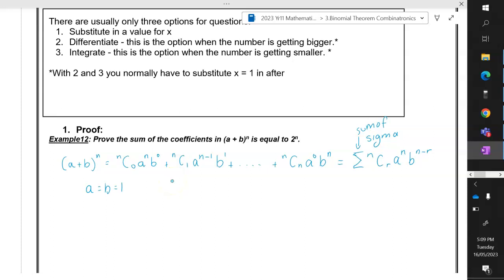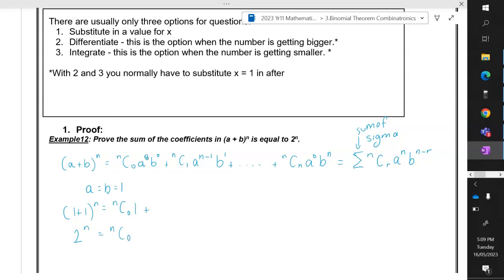So on the left-hand side, we're going to get (1 + 1) to the n. And on the right-hand side, we're going to end up with nC0 times 1 to the power of n. Well, 1 to the power of anything is still 1, and b to the 0 is 1. So we're going to just end up with nC0. Let's just neaten that up underneath as we go. So 2 to the n is nC0.